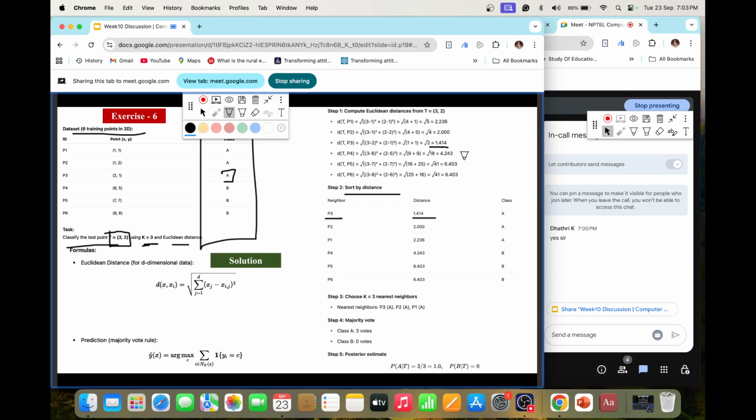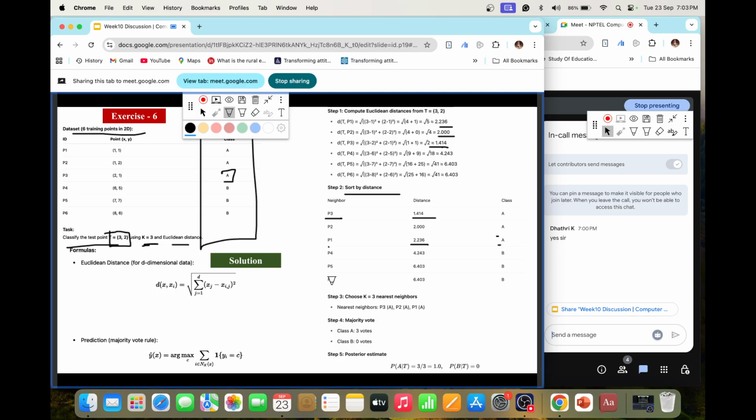Similarly, what is the next distance? The next distance is 2, that means P2. So for P2, what is the distance and what is the class? And the next distance is 1.4142, and then 2.236. So this is the next point, and the class associated with it is A. Similarly P4, P5 and P6.